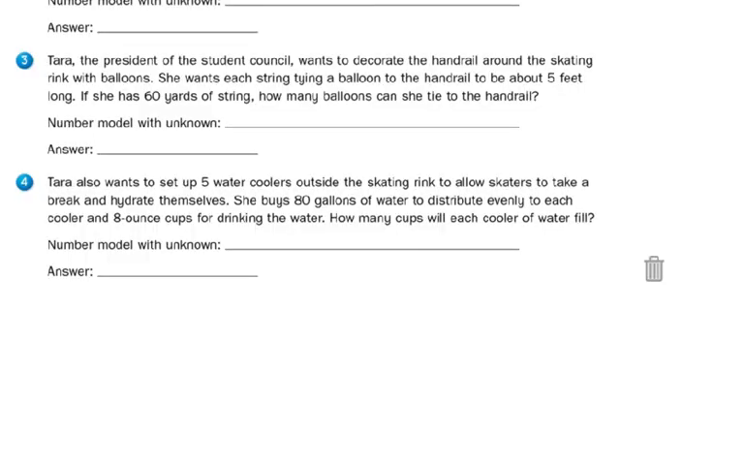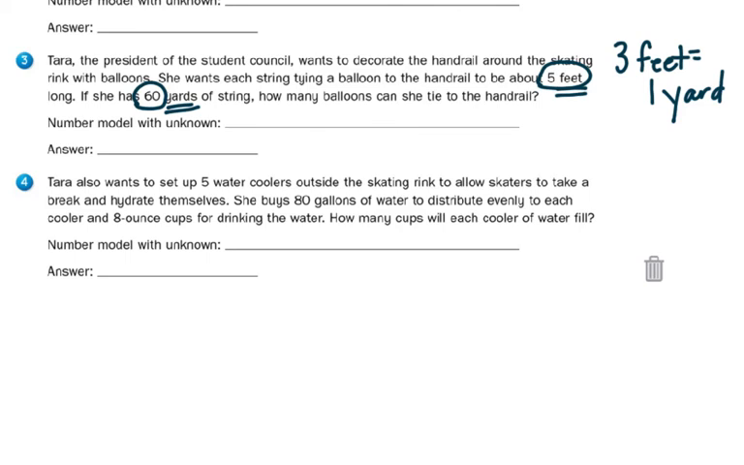Number 3. Tara, the president of the student council, wants to decorate the handrail around the skating rink with balloons. She wants each string tying a balloon to the handrail to be about 5 feet long. If she has 60 yards of string, how many balloons can she tie to the handrail? Notice I'm talking yards and feet, so I need to do some conversion here. There are 3 feet in 1 yard, to let you know that.